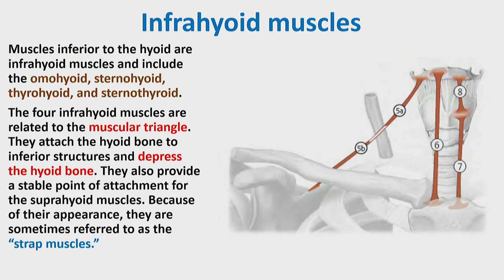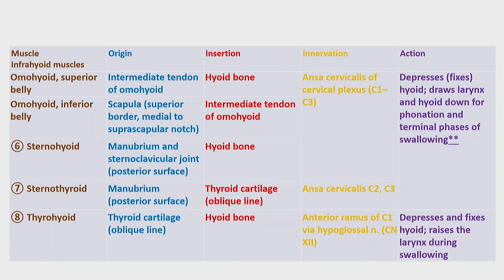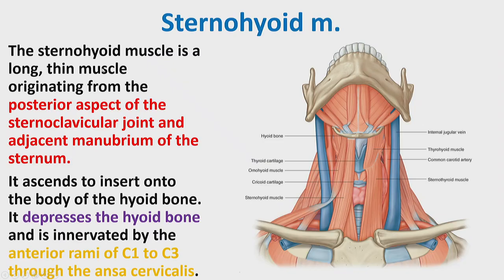Geniohyoid we already discussed. Infrahyoid muscles are the group of muscles under the hyoid bone, and they make up the muscular triangle of the neck. And this is the omohyoid, which has two bellies. Be careful, superior and inferior, not anterior and posterior. The digastric has anterior and posterior belly. Omohyoid has superior and inferior belly. And sternohyoid, sternothyroid. Those are strap muscles according to their shape, innervated by the deep ansa cervicalis.